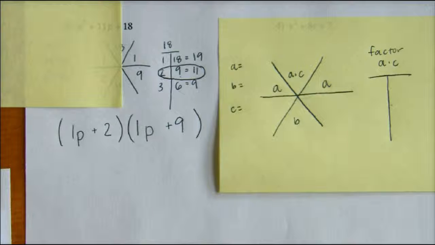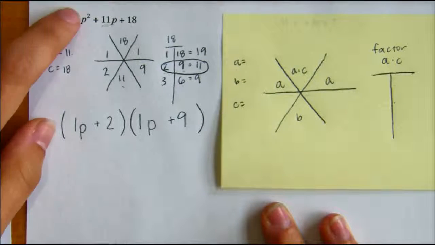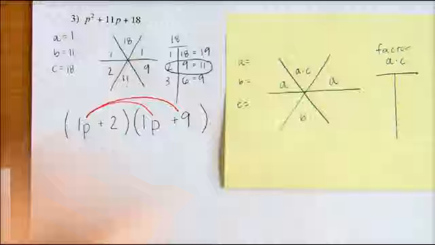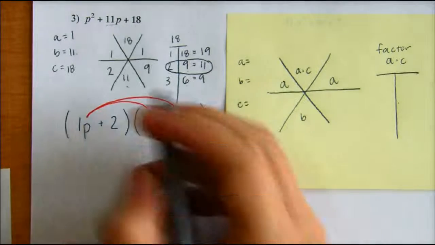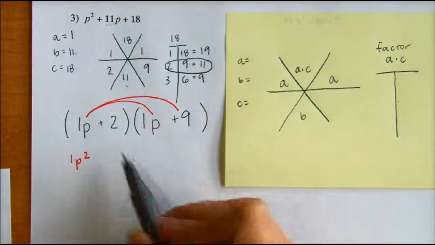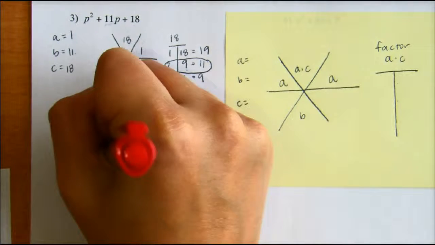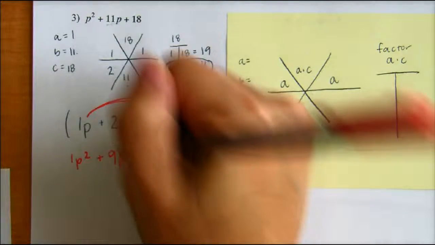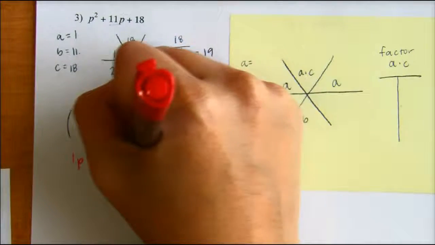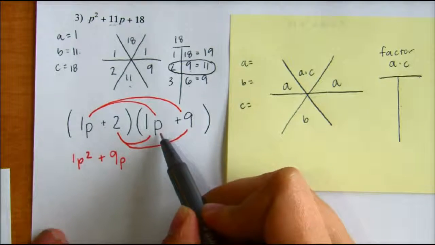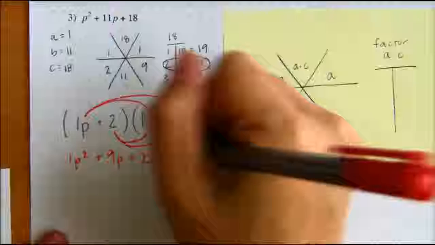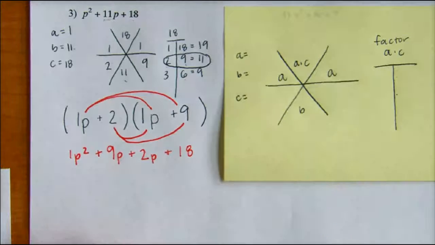Okay, let's just check our work really quickly. Distributing out, we should end up at our same starting point back at this equation. So 1p, I'm going to distribute it to the second set of parentheses. 1p times 1p will give me a 1p squared. 1p times 9 will give me a positive 9p. I've distributed this guy, so now I'm done with him. I'm going to distribute my 2 next. 2 times 1p will give me a positive 2p. And 2 times 9 will give me a positive 18.